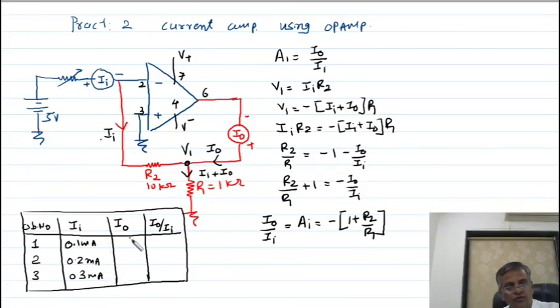and you have to find output current upon input current. That is your current gain. This should be nearly 1 plus R2 by R1. With this, I am attaching the practical demonstration of the current amplifier using the op-amp.